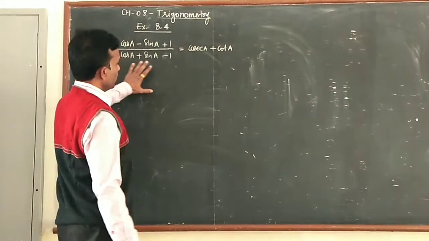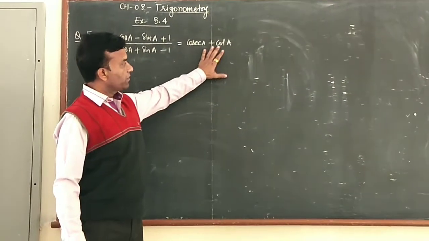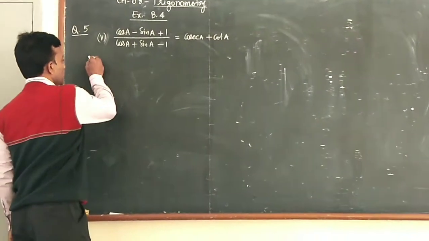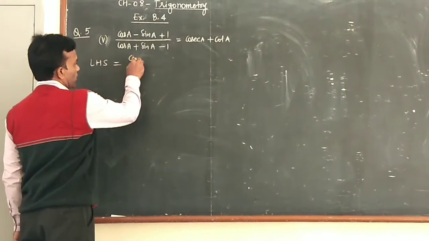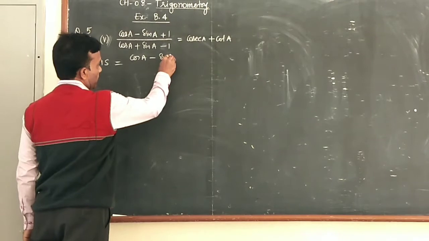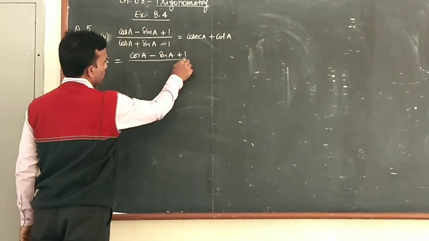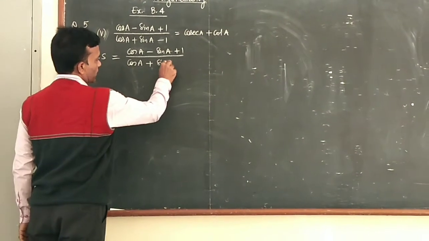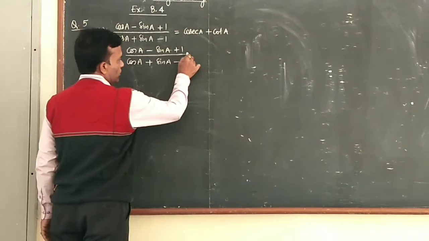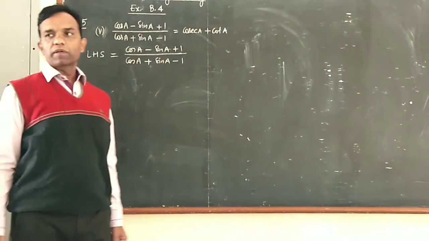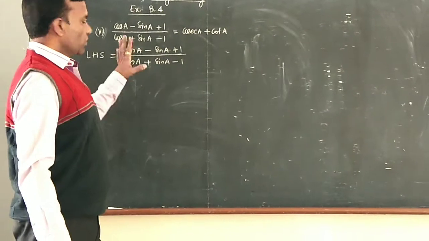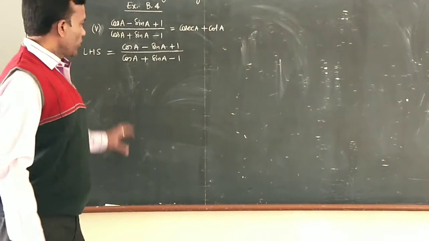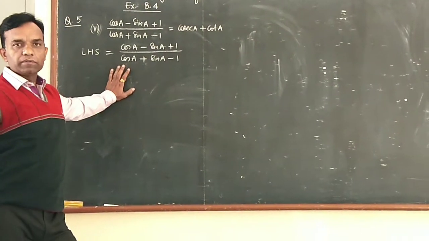Your left hand side is given in the form of sin and cos, but you require trigonometrical functions, that is cosec and cot. So first you take the LHS part: (cos A minus sin A plus 1) upon (cos A plus sin A minus 1). Your right hand side value is cosec A plus cot A. So you first convert the left hand side into the form of cosec and cot. How do we convert this value?